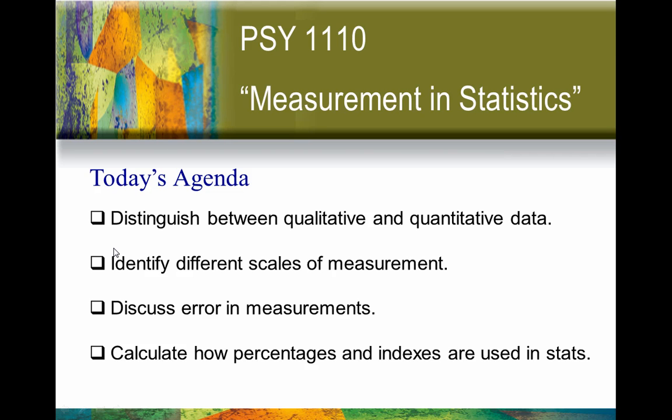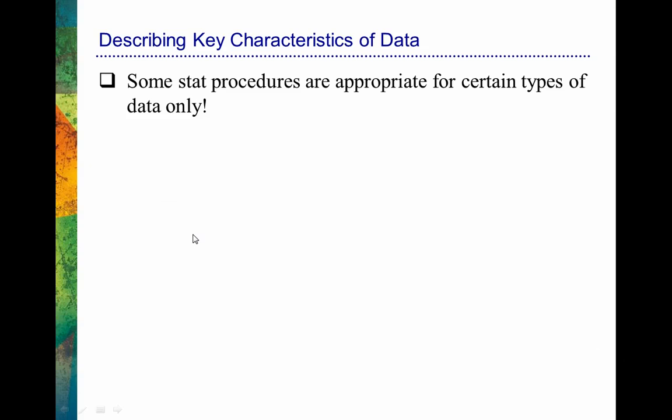Hi everybody. In this video I'm going to introduce chapter 2, and what that chapter focuses on are basic measurement issues and statistics, and we'll focus right now on the very first part of the chapter, so it's section 2.1. What we're going to do is really distinguish between different types of data, specifically between qualitative and quantitative data. Let's go ahead and jump right in.